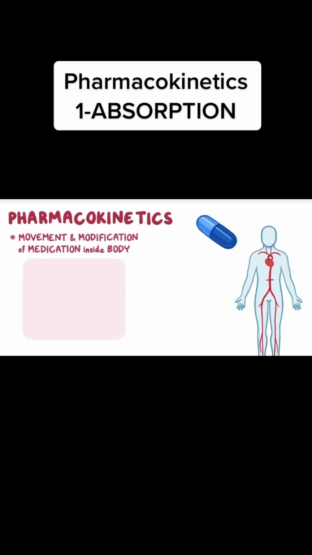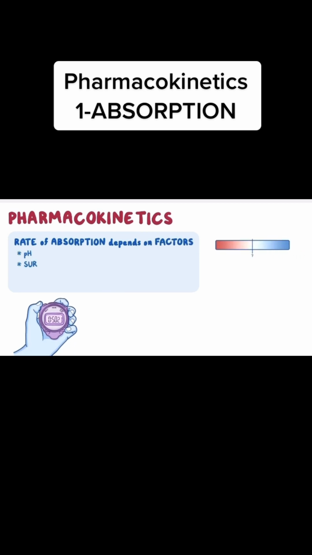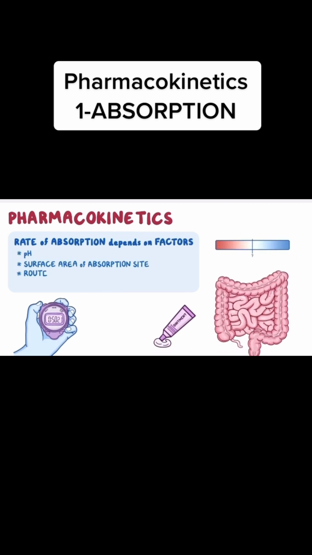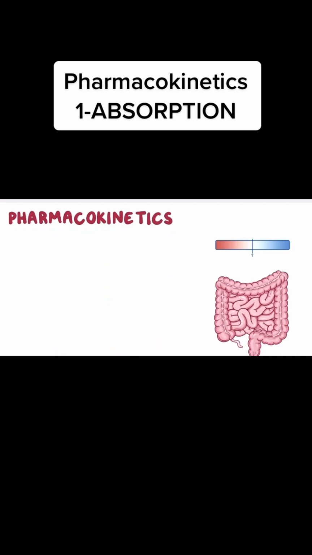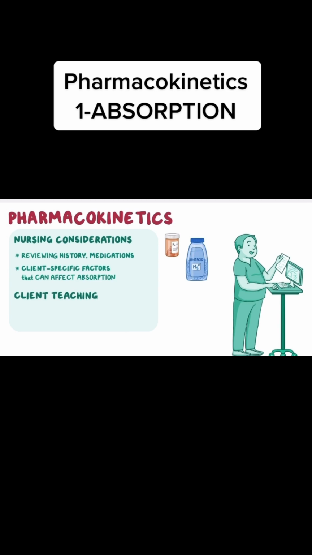Alright, as a quick recap, pharmacokinetics refers to the movement and modification of a medication inside the body, and involves absorption, distribution, metabolism, and elimination. The rate of absorption depends on factors such as pH and the surface area of the absorption site, as well as the route and pharmaceutical preparation of the medication. Nursing considerations for medication absorption include reviewing the client's history, current medications, and considering client-specific factors that can affect medication absorption. Client teaching focuses on how to safely and effectively administer their prescribed medication.